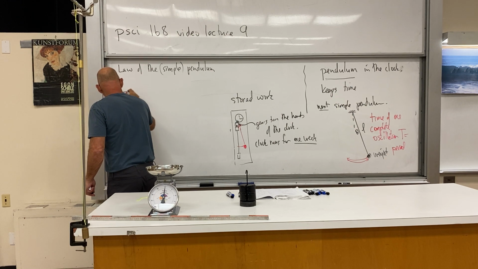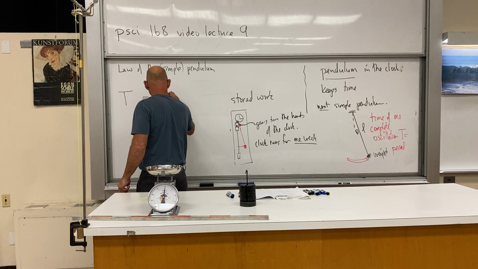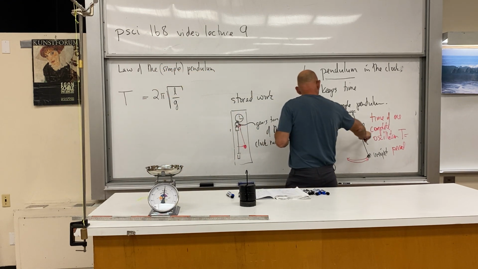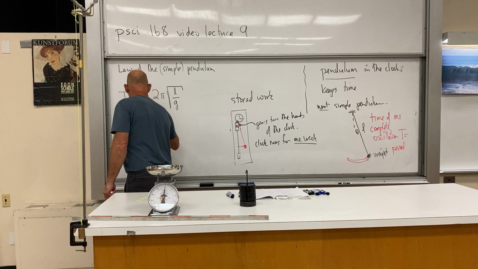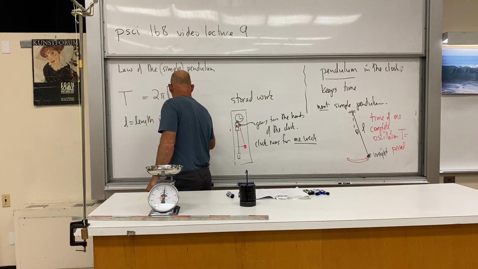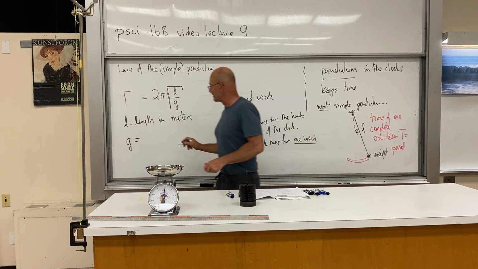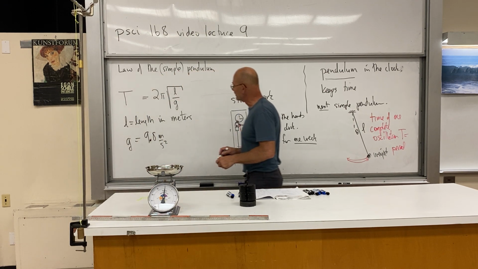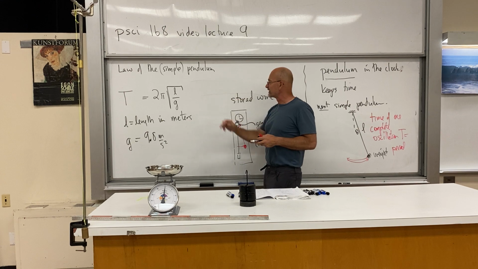Period of oscillation T is equal to 2 pi times the square root of L divided by G. Now L we already know, that's the length of the pendulum, in meters, and G is a number that we're going to get to know a lot better, and its value is 9.8 meters per second squared. 9.8 meters per second squared, that's G. And one thing I want you to do is evaluate this formula and see if it makes sense.